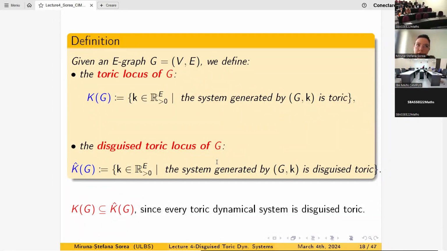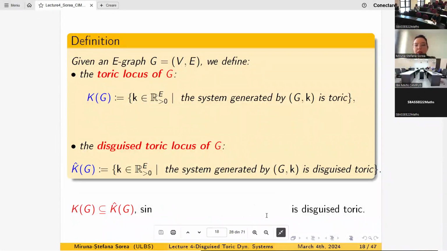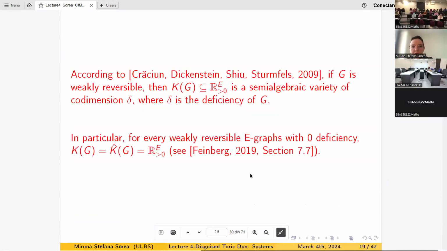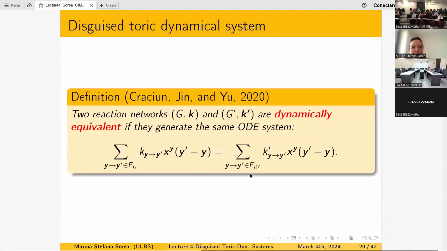Miruna, can you give an example to clarify what is K and K hat of G? Yes. Let's go to an example, and then we can. Thank you for the suggestion. Okay, I'll go to this example. I think it's a good idea. And then I'll come back to it.